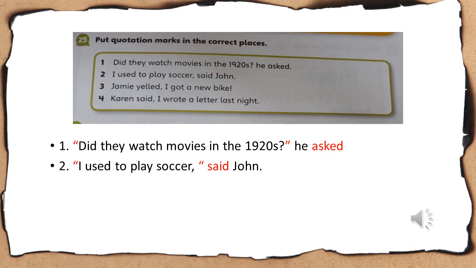Number 2. "I used to play soccer," said John. Look at the examples and answer number 3 and 4.